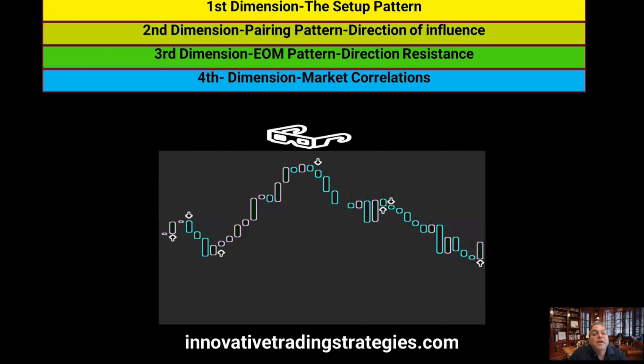But then we want to throw in two more dimensions. I want to look at the EOM pattern. So this is direction resistance. So market's going down. We see direction of influence is pushing down, but are we going to run into a lot of buyers or sellers? Are we going to run into resistance, right? We're trying to get out of that building. Is the door going to be locked? Or is it going to be wide open so we can get out of there?